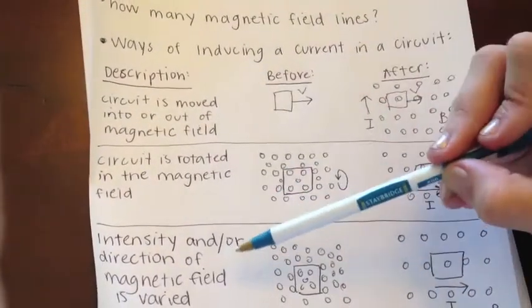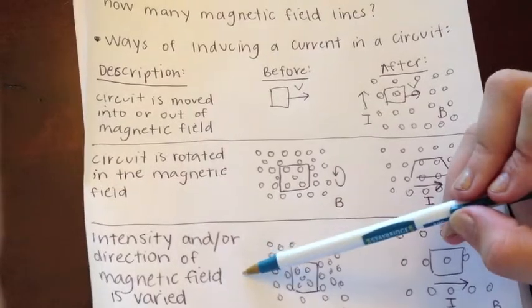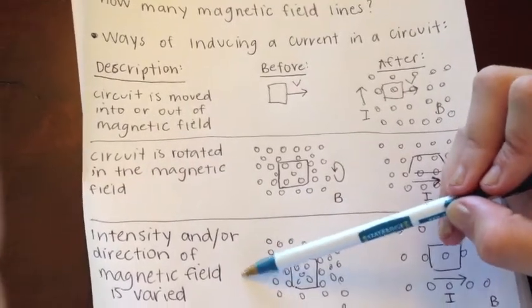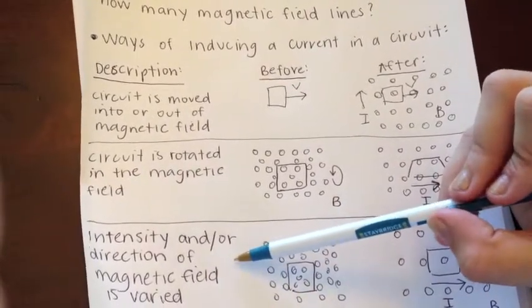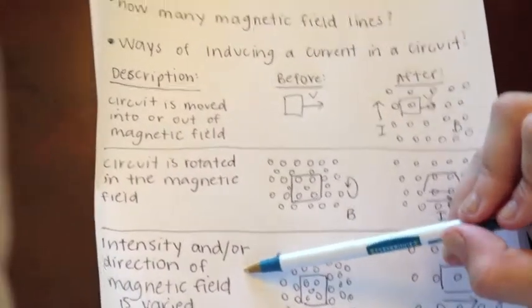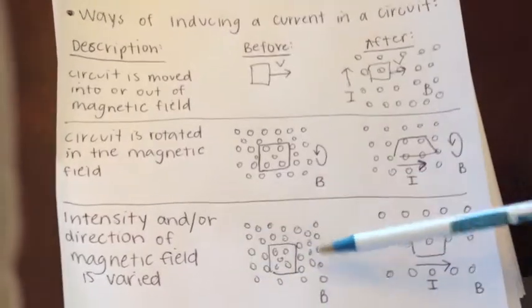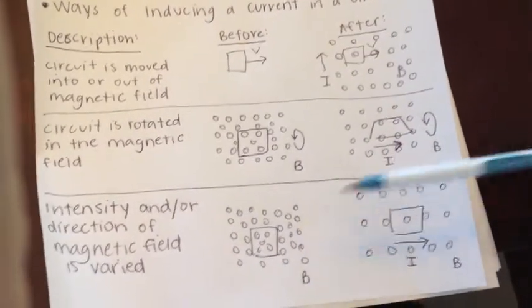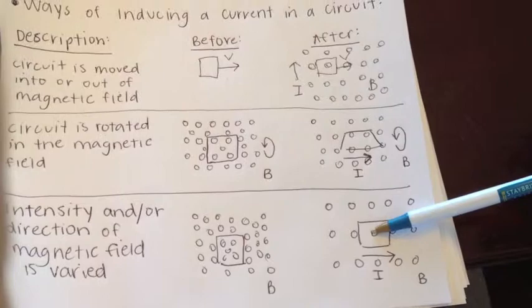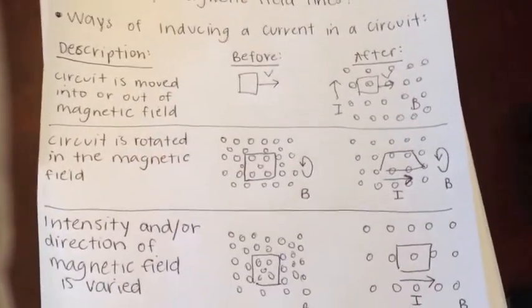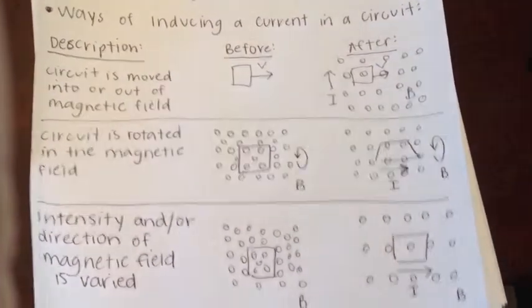And then the last way you can induce a current in a circuit is if the intensity and/or the direction of the magnetic field is varied, basically saying if the strength of the magnetic field or the direction changes. So this is the before image, and then this is what would happen after. And those are all the ways of inducing a current in a circuit.